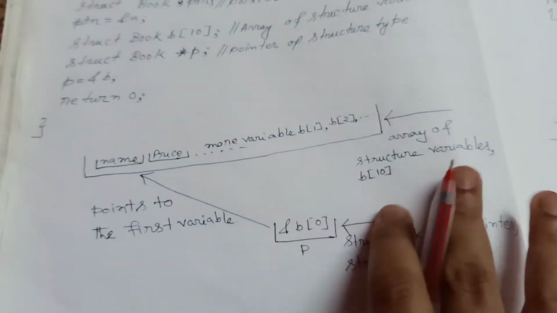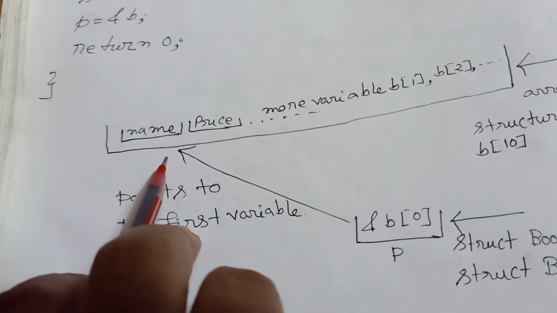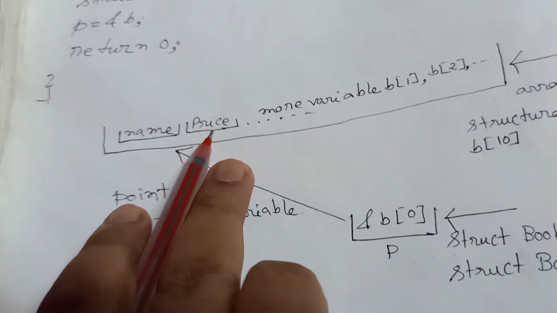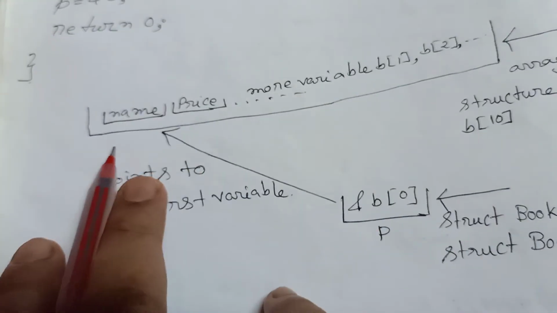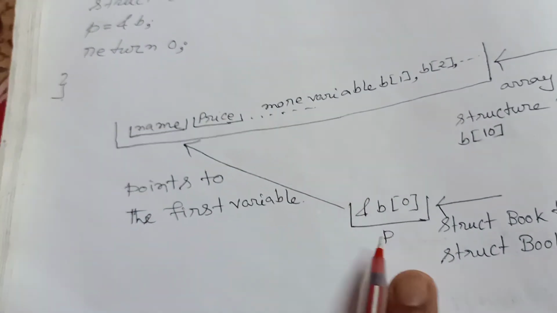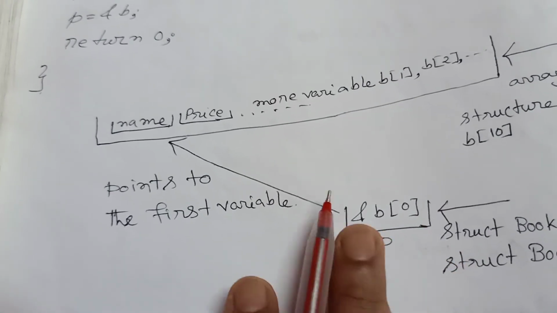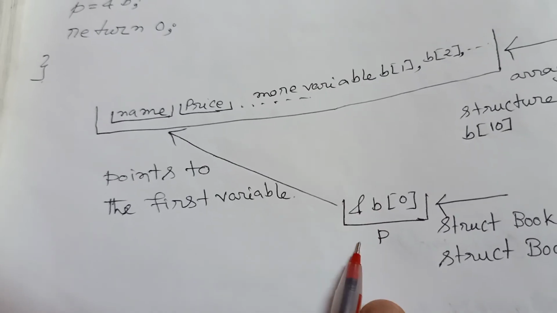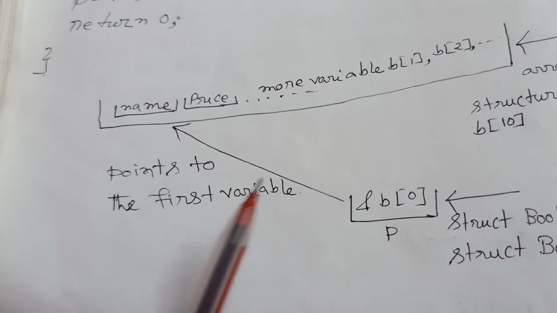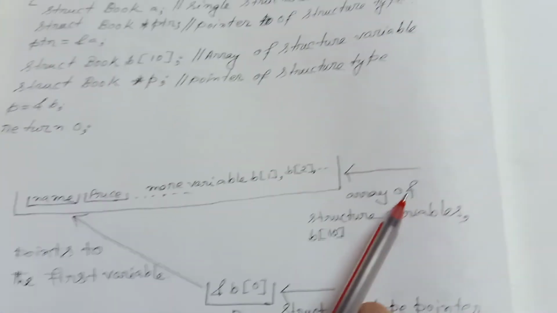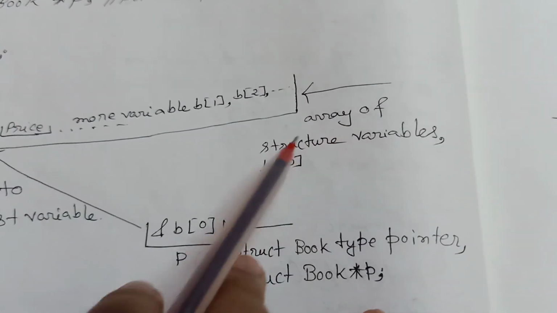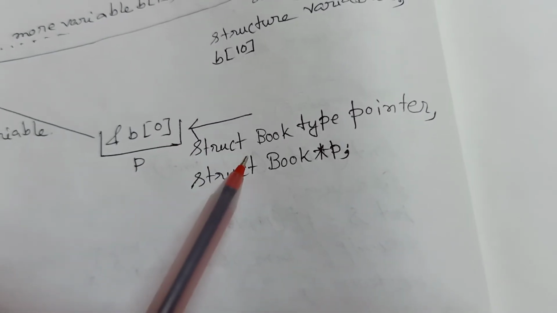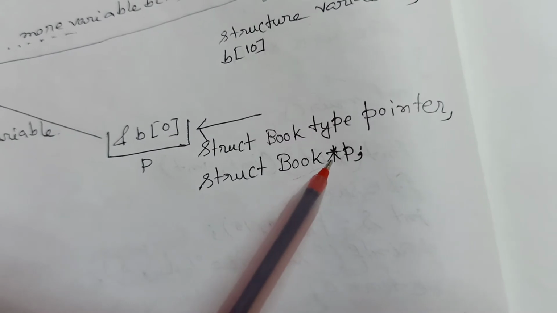With the pictorial diagram we can understand it more clearly. Name and price are the two parameters of the structure named book. More variables b1, b2, in this way we can declare it. So this name and price is stored in &b[0], index is 0, and P is the pointer that stores the address of this name and price, P points to the first variable. So this pictorial diagram is the array of structure variables B[10]. So this B index 0 is of struct book type, and struct book *P.